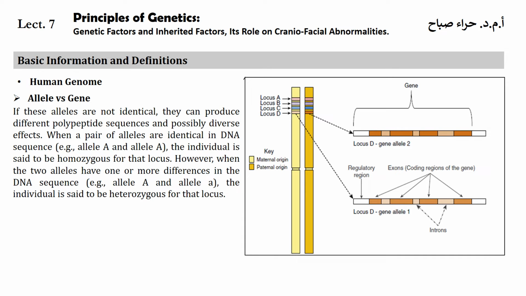So, when a pair of alleles are identical in DNA sequence, for example allele A and allele A from paternal and maternal origin, the individual is said to be homozygous for that locus. However, when the two alleles have one or more differences in the DNA sequence, like allele A and allele small a, the individual is said to be heterozygous for that locus.